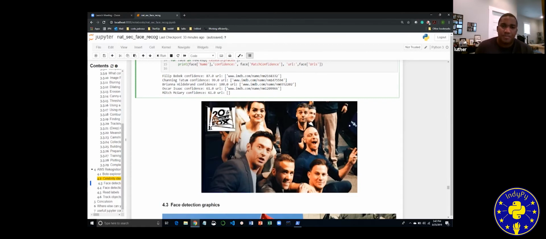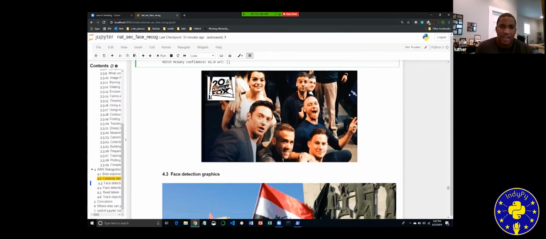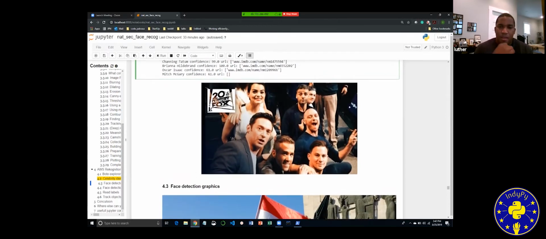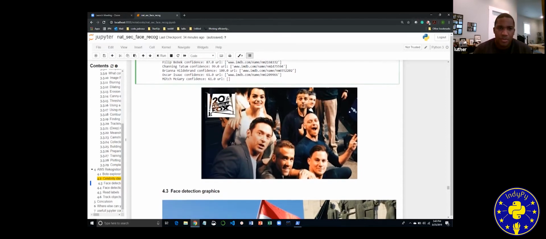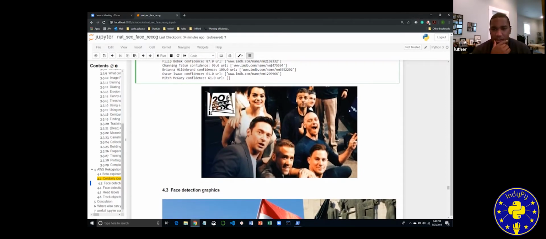Now, if we look at the picture and we look at the percentages, we can identify a couple of key trends here, right? So why did it identify Hugh Grant? Why did it not identify Ryan Reynolds? Why did it misidentify Mitch McGarry, which I think is that guy on the far right? And why was the match for Channing Tatum and Brianna Hildebrand and Oscar so high? If we look at it, why do you think that is? The common denominator there is one, Channing Tatum's face is straight on looking at the camera, well lit. Same thing with Brianna, her face is straight on looking at the camera, well lit.